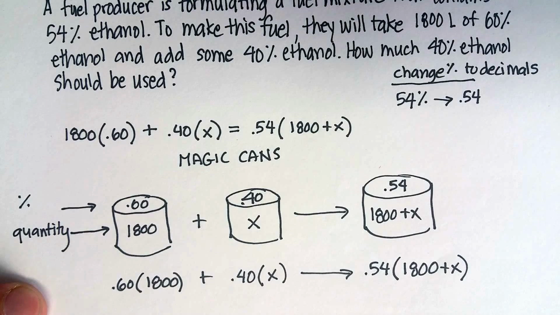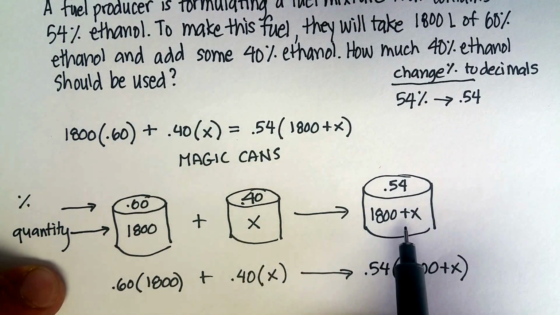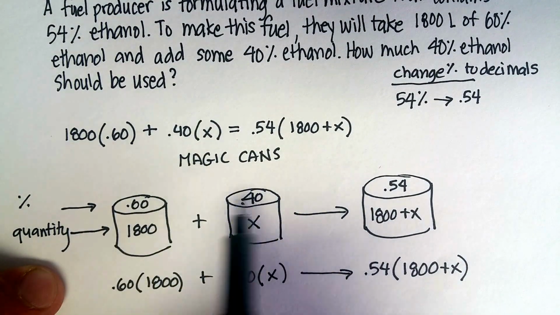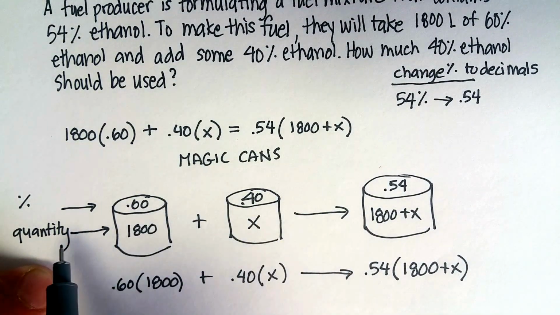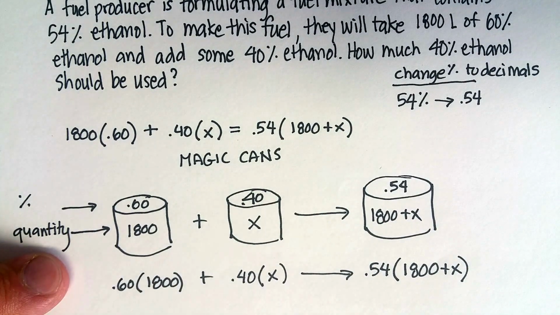Okay, we're going to practice a couple more of these. I hope this will be helpful for you. But this is a great way to visualize this. So draw the two cans, draw the final mixture. Remember, on the top, you're going to put whatever the percentage is, and in the main body, you're going to put whatever quantity it is. Okay? Hope that was helpful.